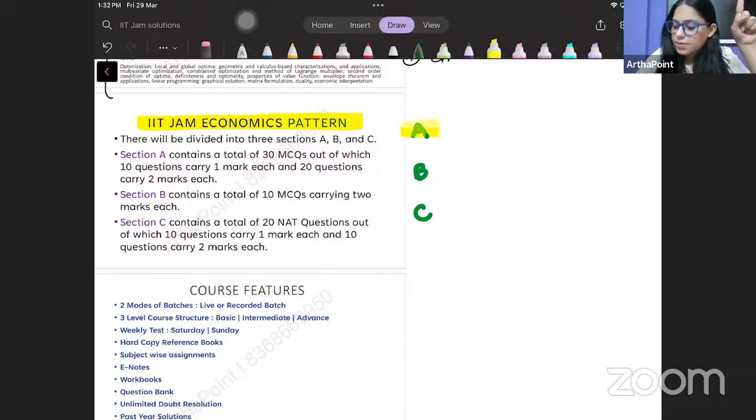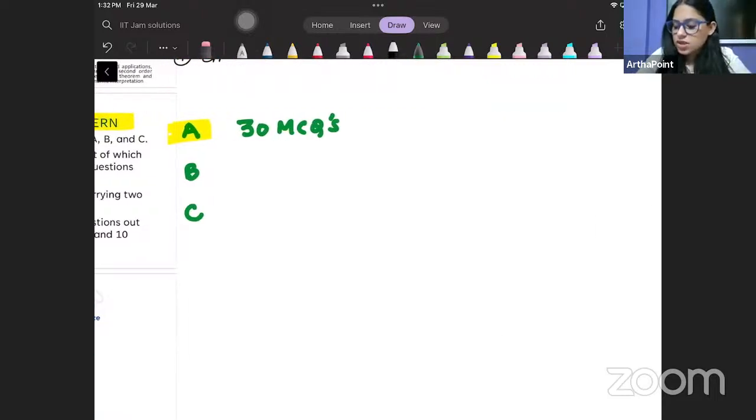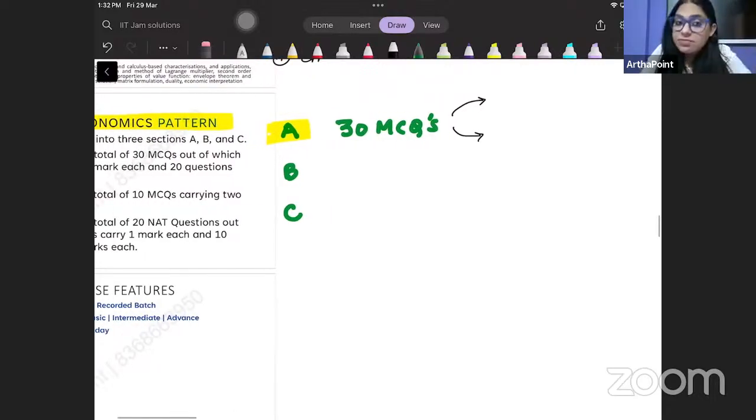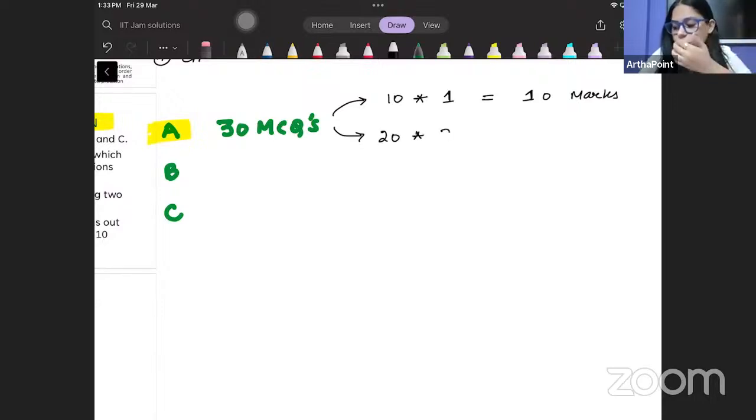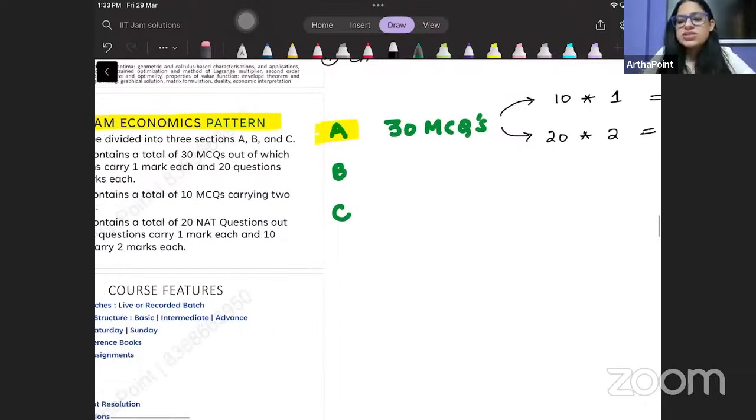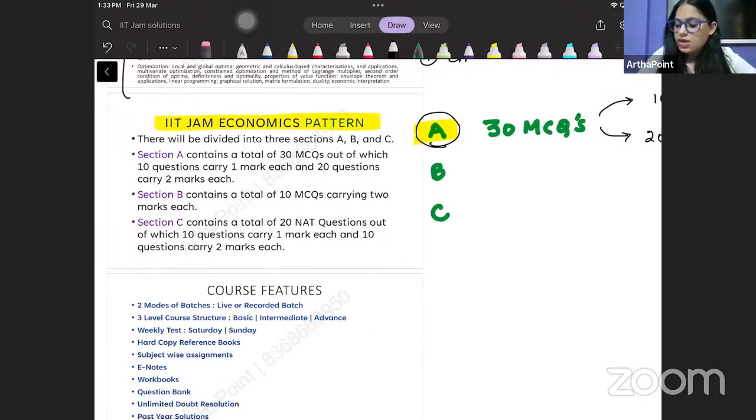Section A में बेटा, there are going to be 30 MCQs. These 30 MCQs can be divided in two parts. You have 1 mark MCQs and 2 mark MCQs. So you're going to have 10 MCQs of 1 mark each, that means 10 marks. And then you're going to have 20 MCQs of 2 marks each, giving you 40 marks. So this is the part of section A in which you have 30 MCQs.